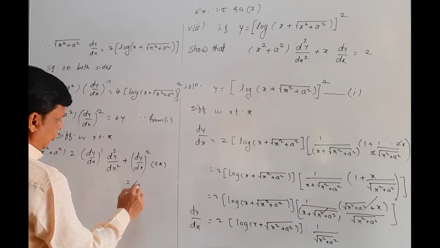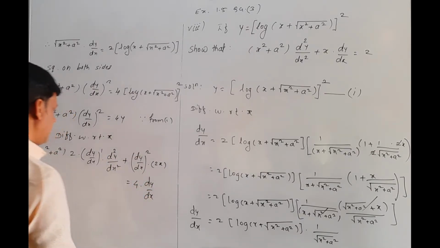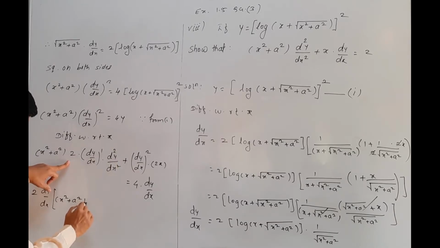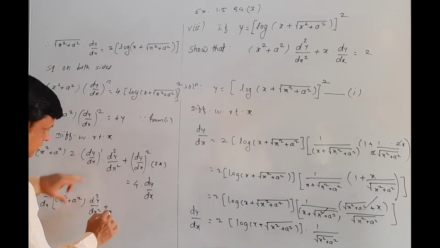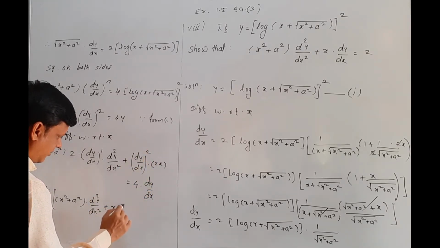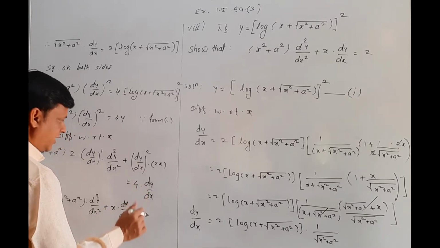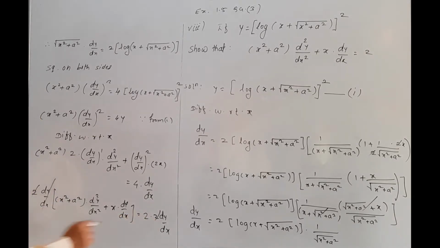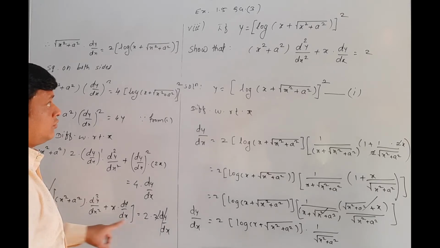Then the derivative of the right hand side, 4 into the derivative of y, we write dy/dx. Now if you observe, in every term there is dy/dx. So we have to take dy/dx and 2 common. So we take 2 dy/dx common from the left hand side. So right here (x² + a²), we take 2 common, dy/dx common, the remaining term is d²y/dx², plus we take 2 common, dy/dx, so x into dy/dx is remaining, x into dy/dx is equal to this 4. We write 2 into 2 dy/dx, so this 2 and this dy/dx get cancelled. We get here (x² + a²) d²y/dx² + x dy/dx is equal to 2, that we had to show here.